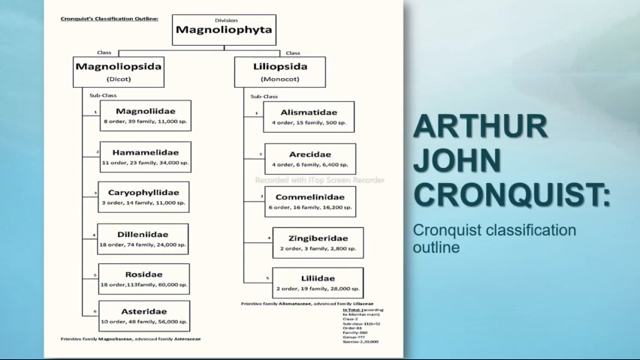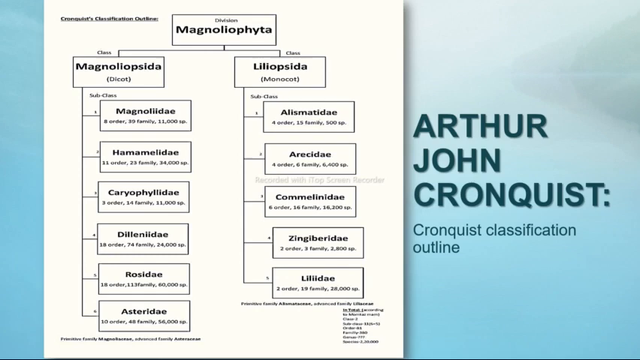Commelinidae, which includes 6 orders, 16 families, and 16,200 species. Next is the Zingiberidae, which includes 2 orders, 3 families, and 2,800 species. Next is the Liliidae, which includes 2 orders, 19 families, and 28,000 species.